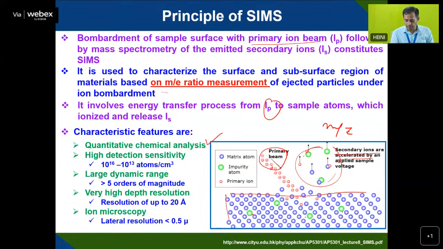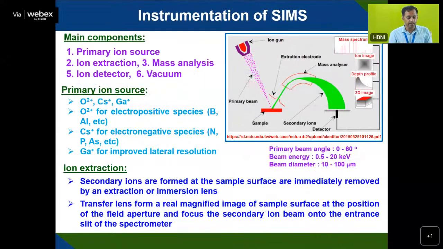Since these are ion beams, the depth resolution is quite high, and the lateral resolution is also good by using ion microscopy. You can see a lateral resolution of up to less than 10.5 micron. And the important thing here in secondary ion mass spectroscopy is that all elements can be detected. There is no such restriction, so all elements can be detected by secondary ion mass spectroscopy.